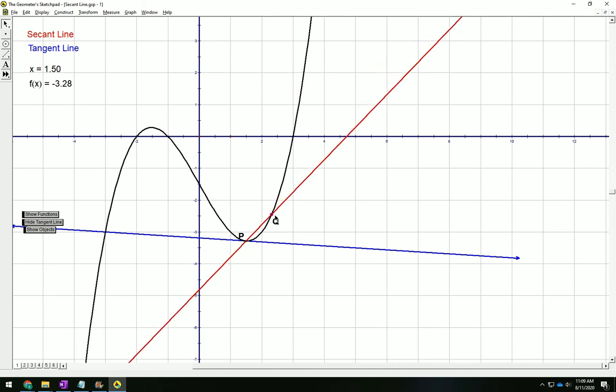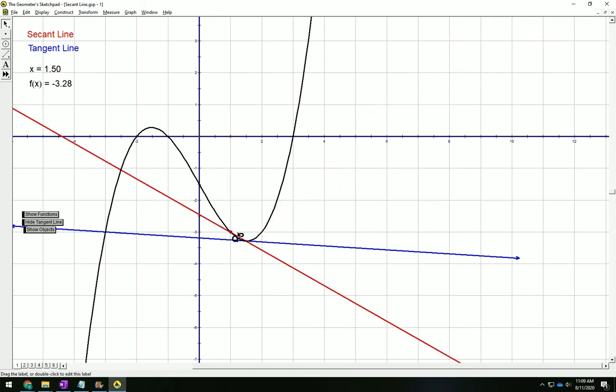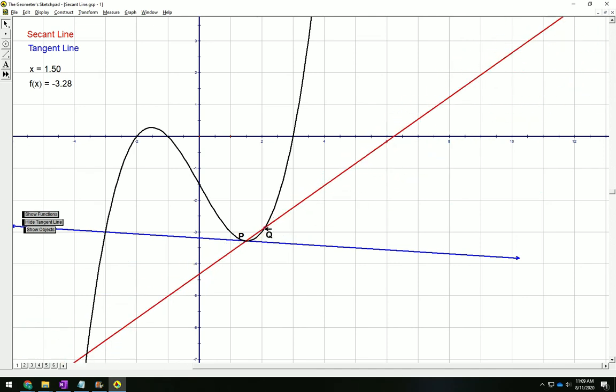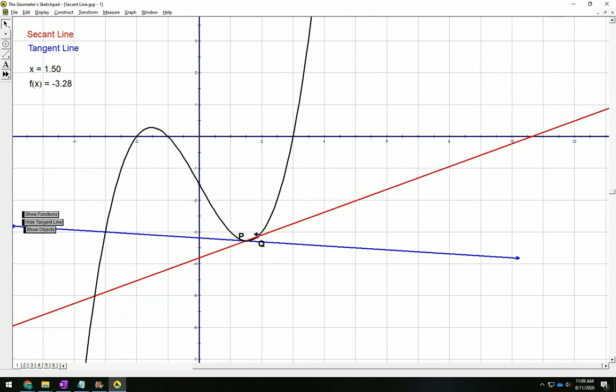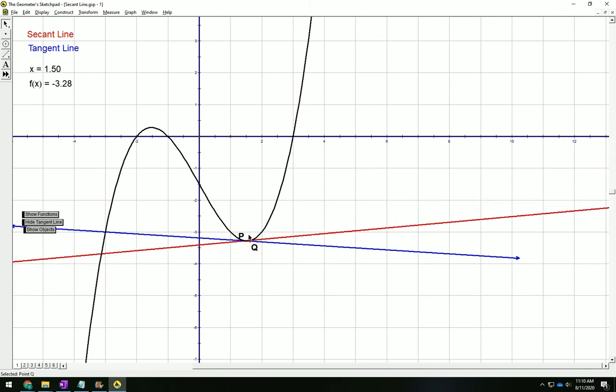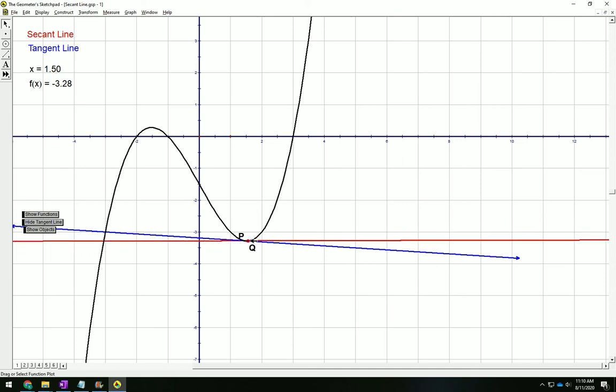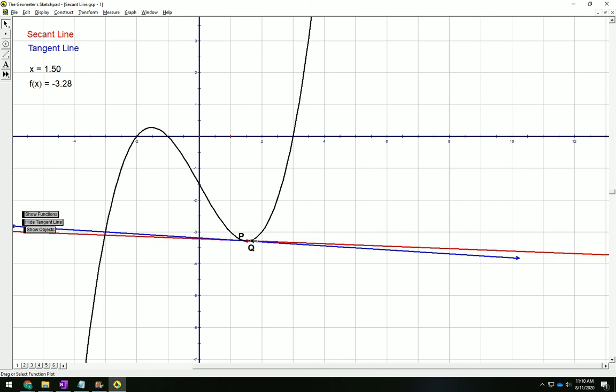Now, watch what happens to the slope of the red line. The slope of my red line is slowly going to be starting to line up with the slope of the blue line. It's not doing it quickly, but it's slowly getting there. Notice how close the points P and Q are, right? Look how close they are to each other. But as I continue to slide the point Q closer and closer to the point of P, can you see how the red slope is almost becoming exactly the blue slope?